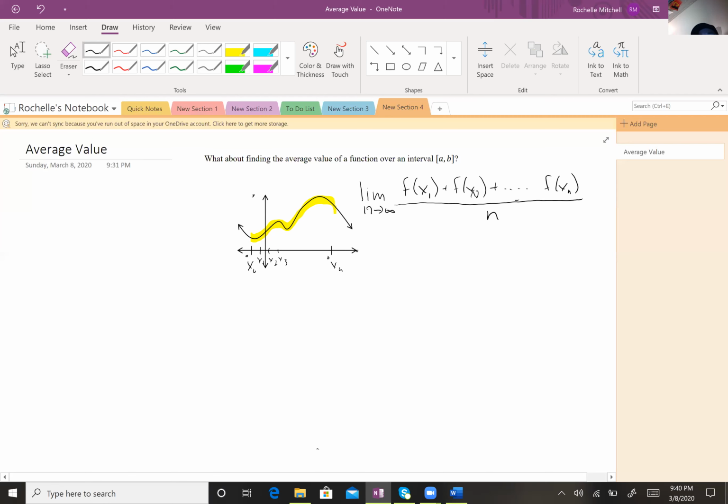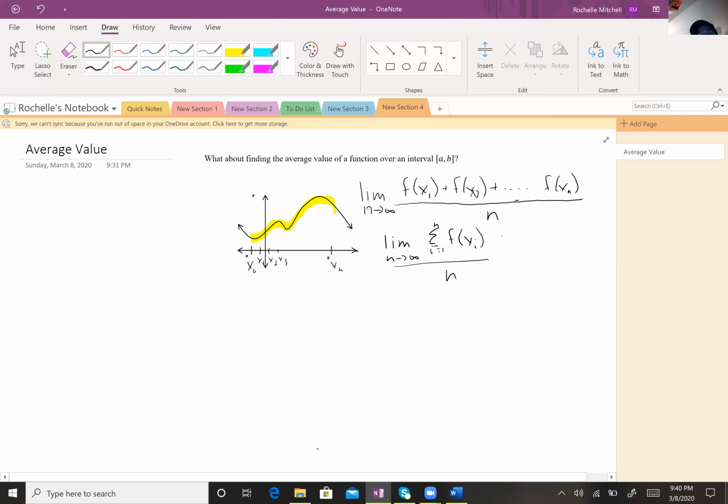So what we're going to do here, you'll notice, I'm going to go ahead and rewrite this in sigma notation. So limit as n approaches infinity of the sum as i goes from 1 to n of f of x sub i, and this is again divided by n. Now this almost looks like the definition of an integral right here, the limit of the sum of f of x. And what we're missing here at the back end is a delta x.